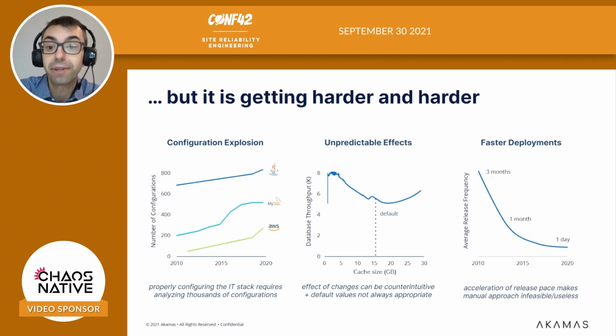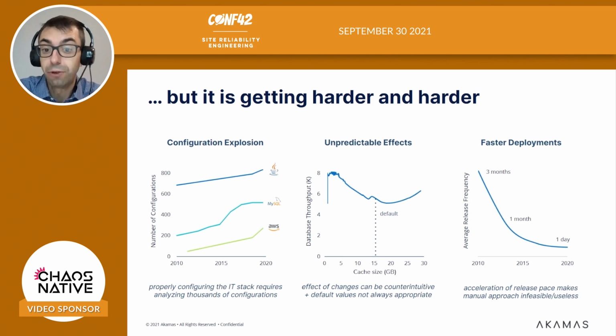configuration parameters. Today, a JVM has more than 800 parameters, a MySQL database more than 500, and on the cloud, AWS just added plus 100 EC2 instance types just last year. Second, configuration can have unpredictable effects. In this example, allocating less memory to a database, a MongoDB database, made it run much faster. Third, release velocity is increasing.